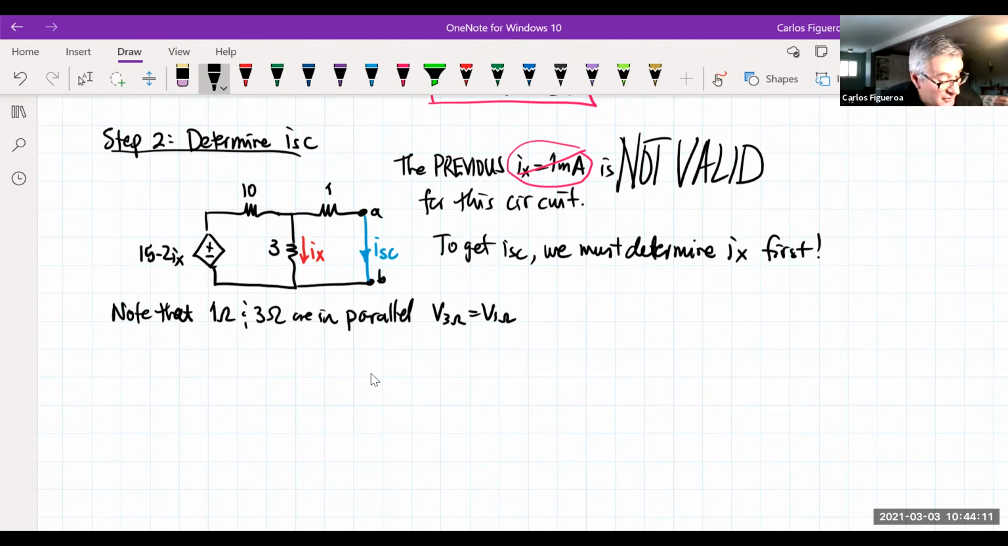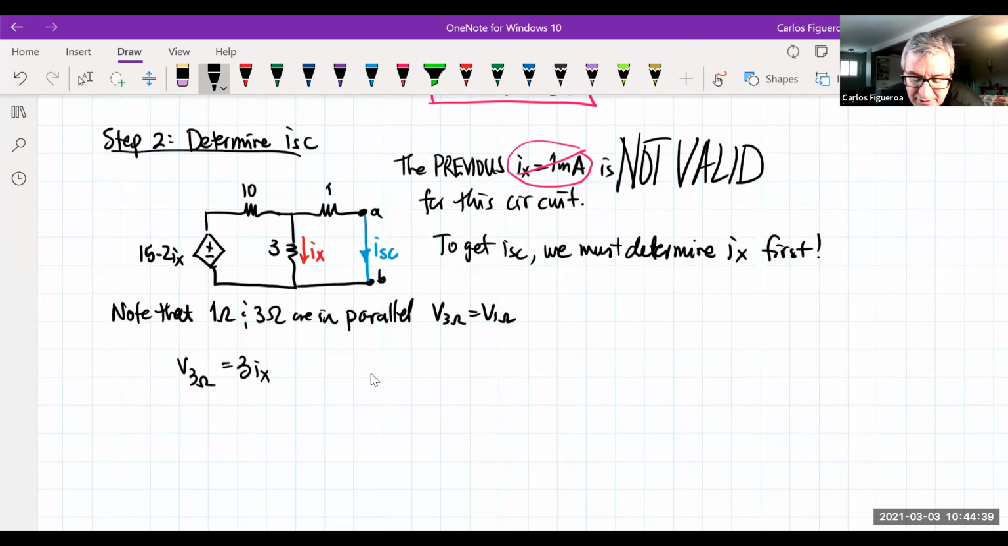But there's lots of ways to actually do this thing. The other thing that you can do here is that you can start to look at this thing in terms of, I guess you could use mesh. But the way I look at this thing here is that the first thing that I'm looking at is that I know that the voltage across the 3 ohm must be 3Ix.